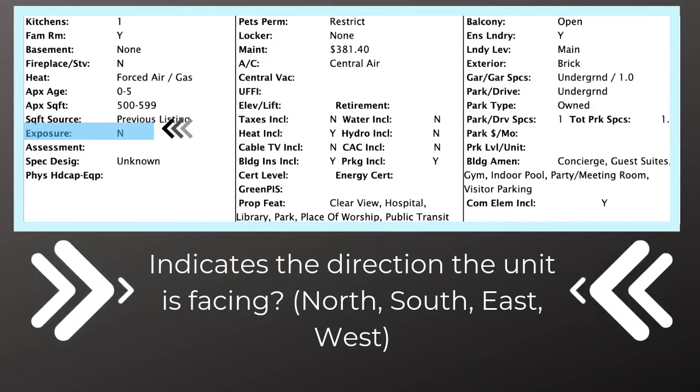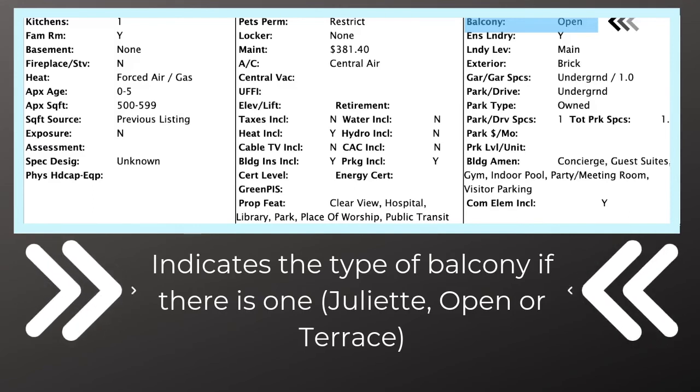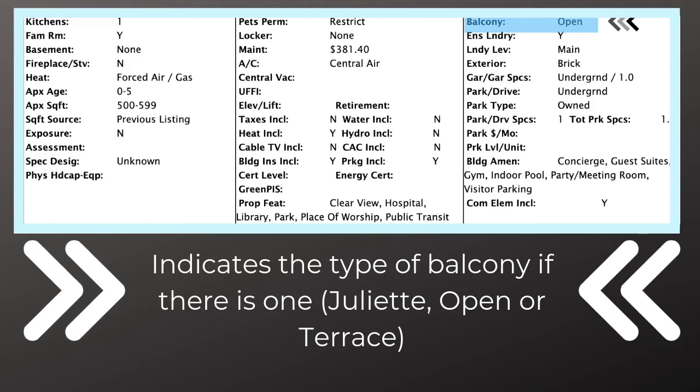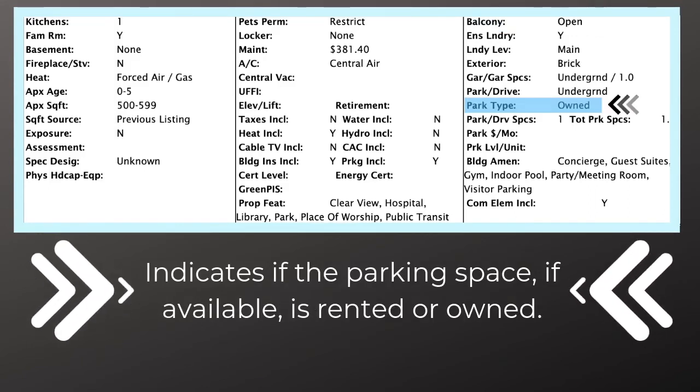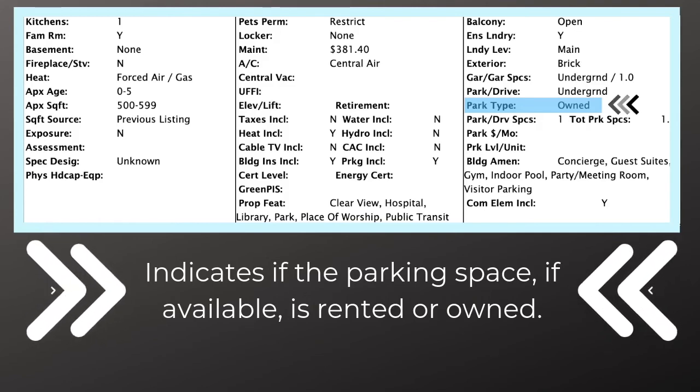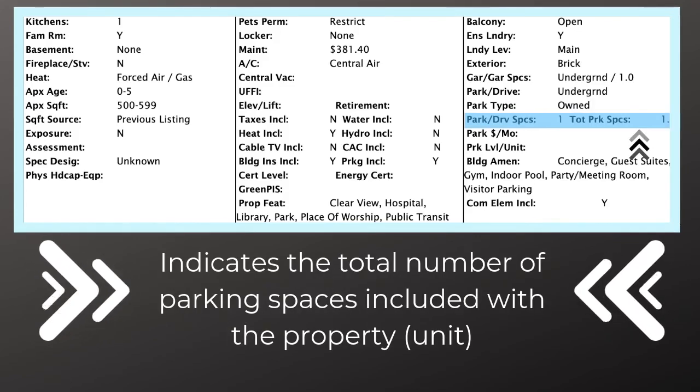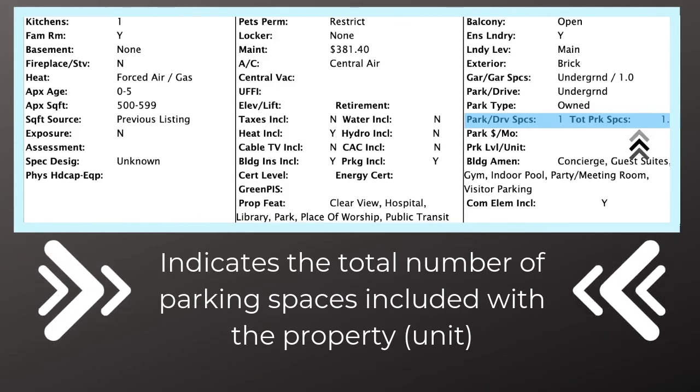Here we have balcony. If it has a balcony, what type is it? Could be a Juliet, an open type balcony, or a terrace. Here we have parking type. If it's available, is it currently rented or owned? And then we have parking/drive spaces. This indicates how many parking spaces are available with the unit.